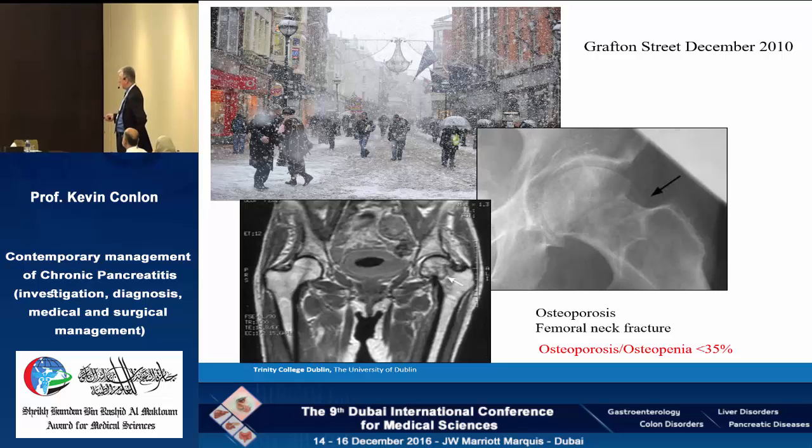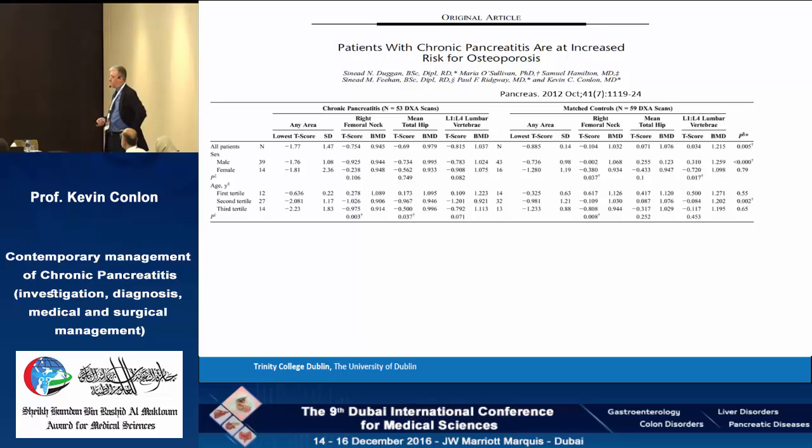So we said, okay, this is interesting, and we've seen a lot of these patients, we should ask a question, and the question was, what's the incidence in the Irish population? So this is an article that we published 2 years after that in Pancreas, and again, another case-controlled study where we took 53 patients with chronic pancreatitis and again matched them to 59 patients who were normal patients.